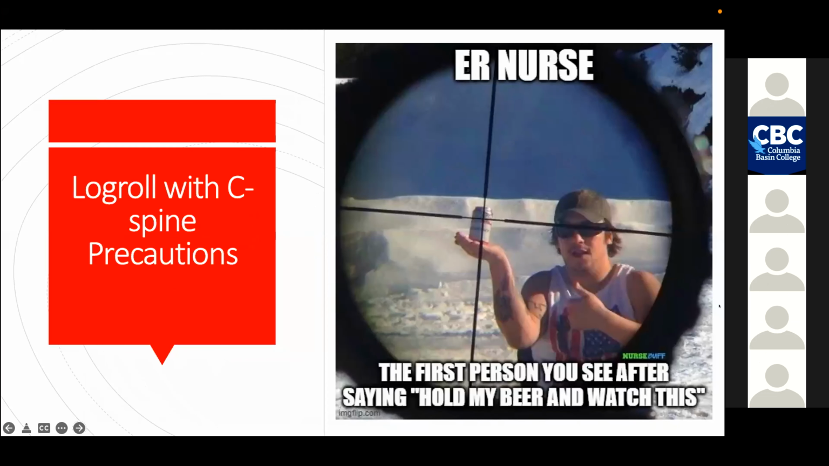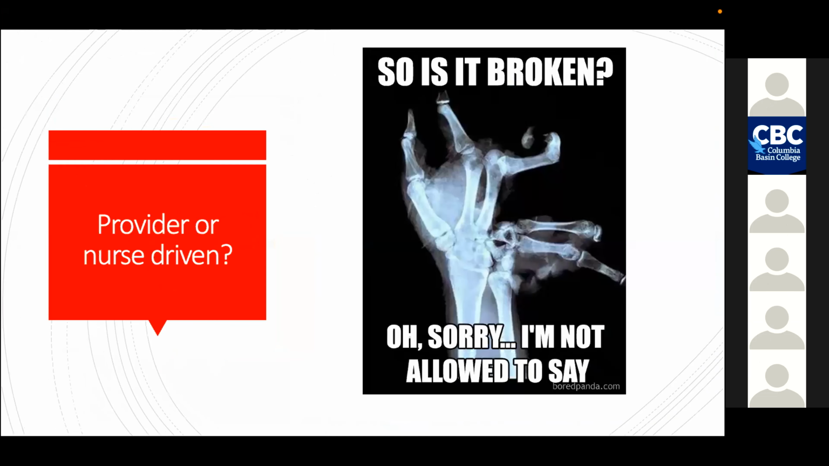All right. So mine is on log rolling with C-spine precautions. I just have memes for interest since I knew I was going to be at the end of two long days of presentations. So there you go there.